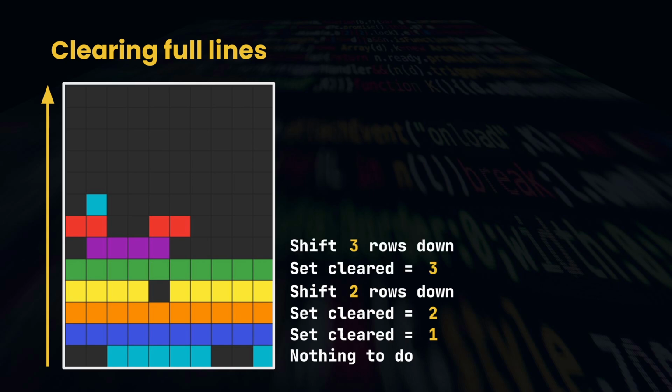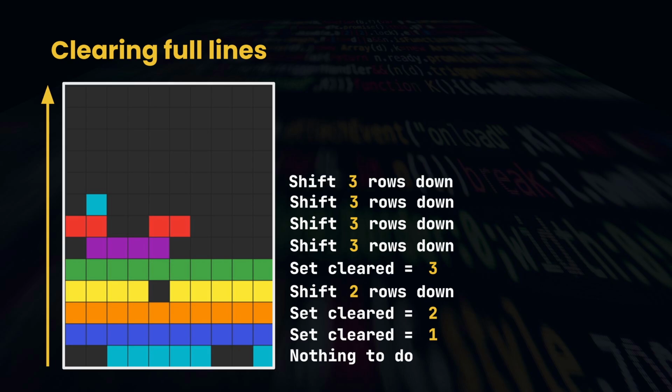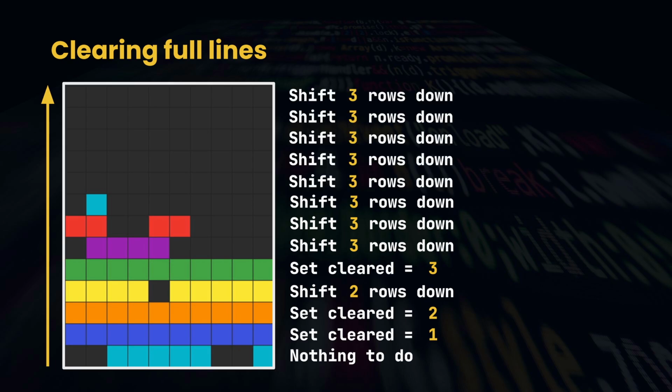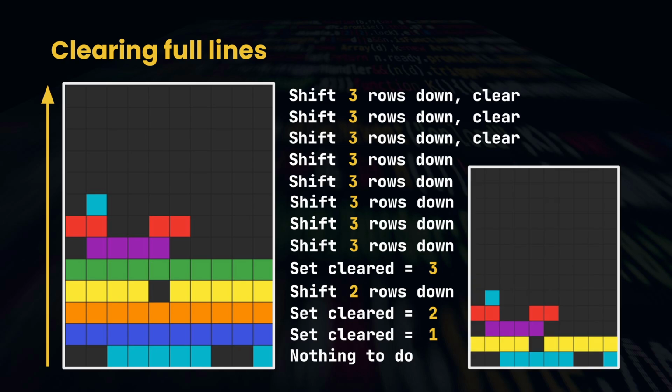Then we shift by 3, shift by 3, shift by 3, and so on until we reach the top. And all this area is surely correct, but here we need to ensure that these lines are empty as well, because 3 lines were cleared. And that's the entire algorithm, and this is the result.